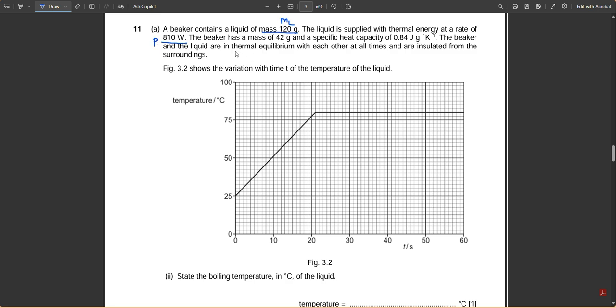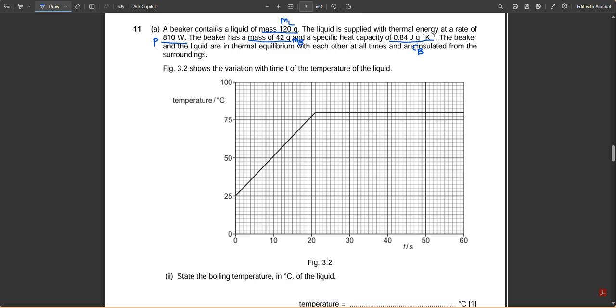Then what is the next one? We have a beaker and the mass of the beaker is 42 grams. So this is actually the mass of the beaker. And the specific heat capacity, which is C, and this is actually C of the beaker because it's still talking about the beaker. Please pay attention because the unit here is joule per gram per Kelvin. That means the mass must be in gram. You don't have to change the mass. And also the unit here must be Kelvin for delta temperature.